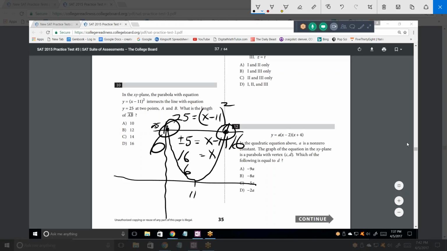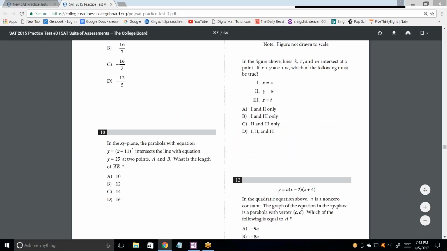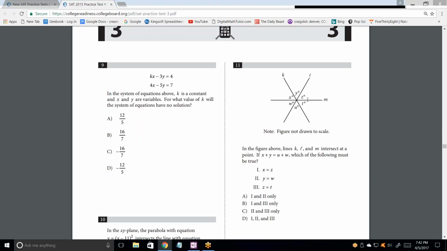Oh, I see how you got that. Look at 11. I'm using that a lot more than I thought I was going to on this test. All right, let's see, 11. Figure not drawn to scale. That's nice of them.